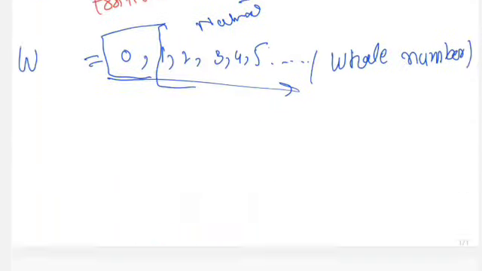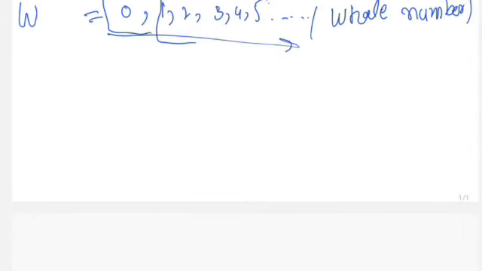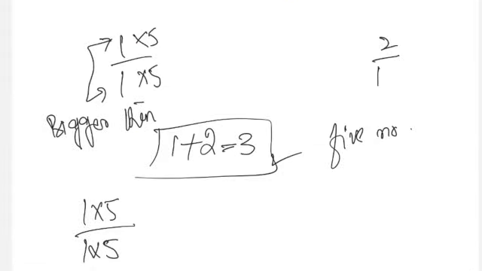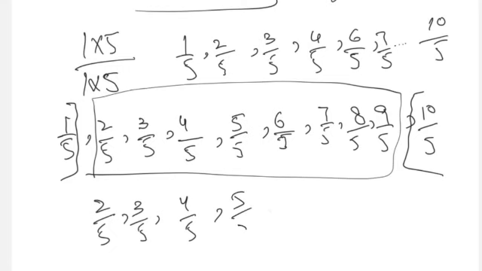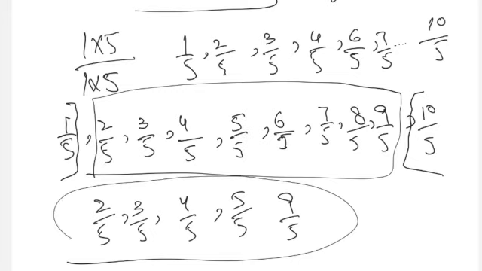And what are the integers? Integers are denoted by Z, and we should multiply it here, here and here. So it will become 5 by 5 and 10 by 5. And 5 by 5, and I take the last 9 by 5. So these 5 numbers are rational numbers which are in between 1 and 2.